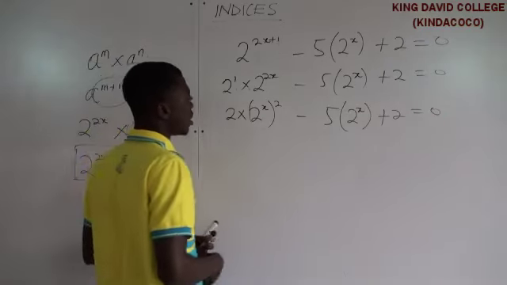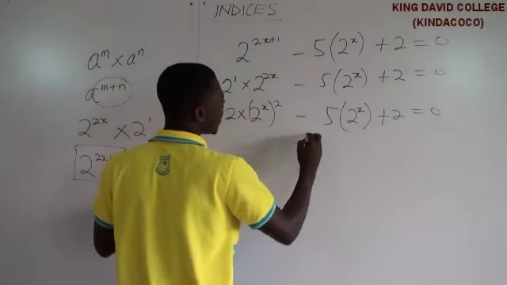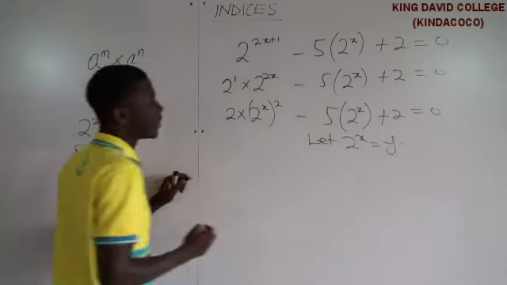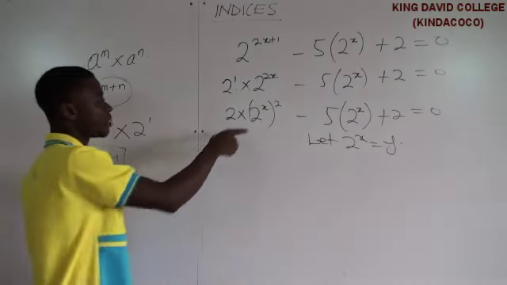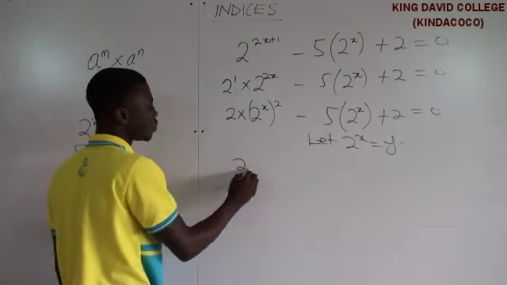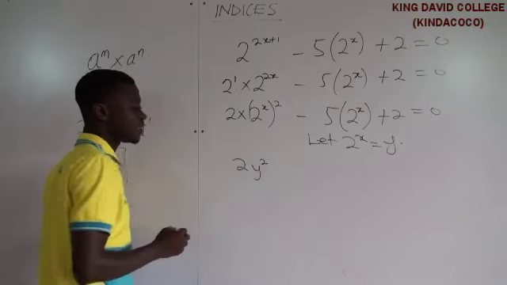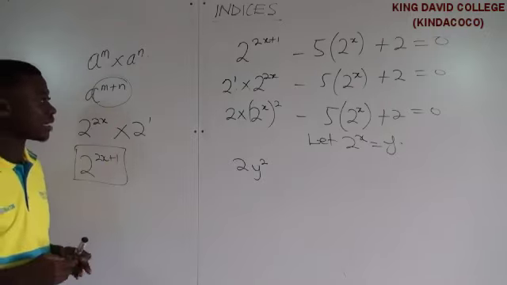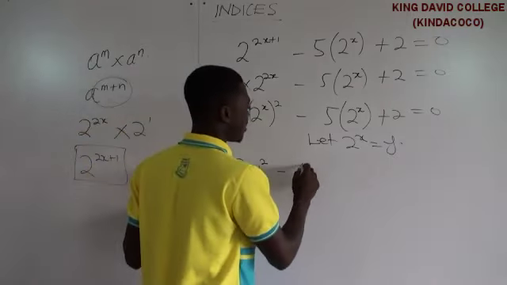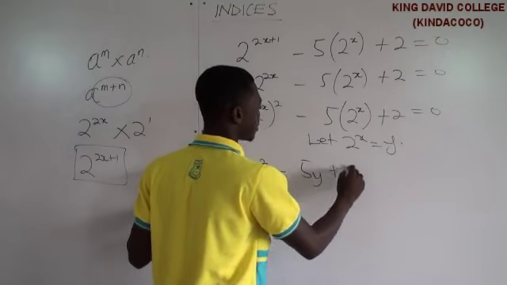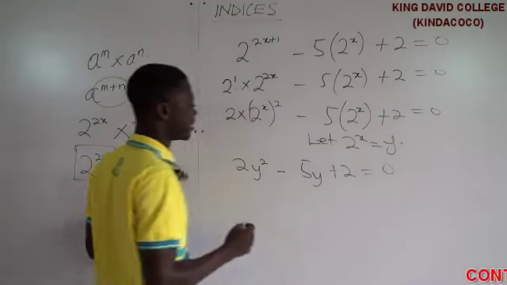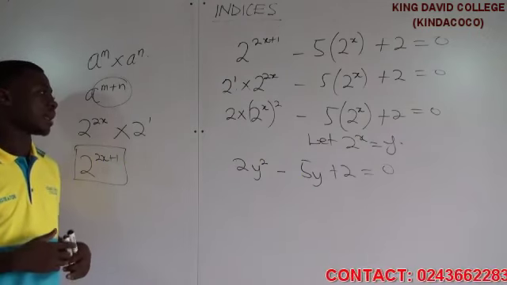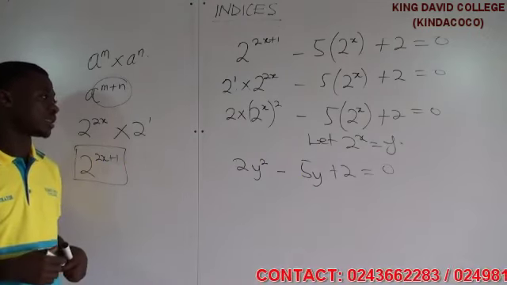Now, we know what to do. At this level, we let 2 to the power x be equal to y. So when we do that, we can replace it here. So this will become 2y squared. Very, very easy to see. 2y squared minus 5y plus 2 is equal to 0.